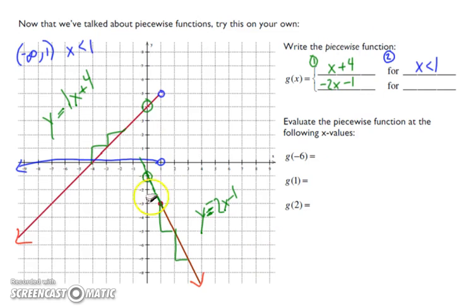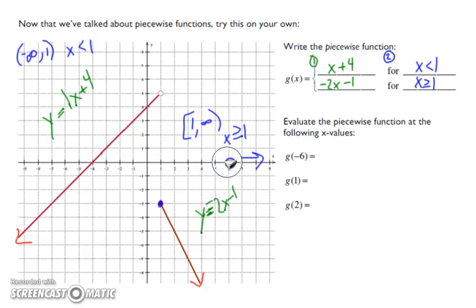And my interval here, let me erase some of this stuff, it's cluttering up my picture. My interval here goes from 1, including 1, up to positive infinity. So including 1 up to infinity, or I could write that as x is greater than or equal to 1. Alright. So I've got my two equations, I've got my intervals. Again, I'm going to erase some stuff here because it's cluttering up my picture, and I want to be able to read my graph a little bit better.